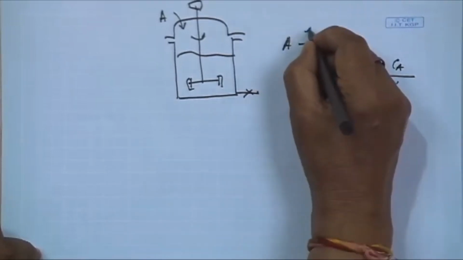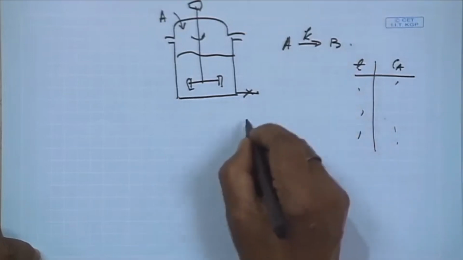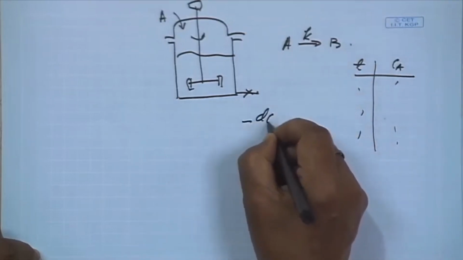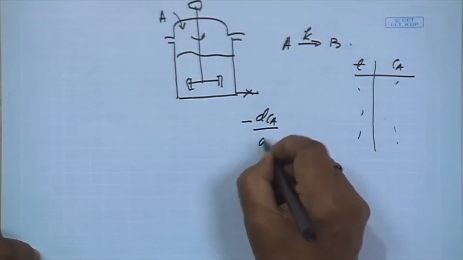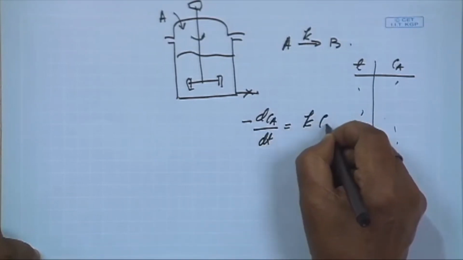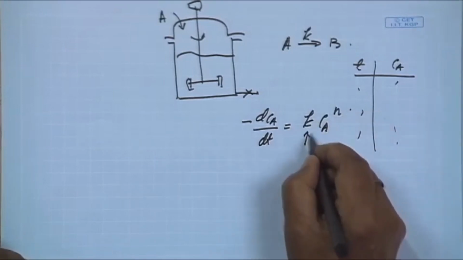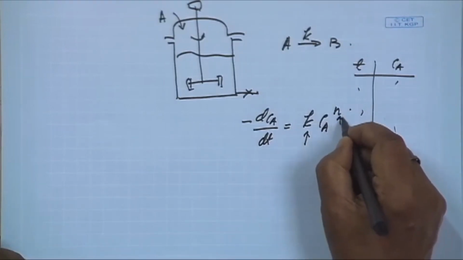What is the rate equation? Actually, we have shown you the rate expression for this will be minus dCa by dt equal to K into Ca to the power n. Am I right? Where K is the rate constant and n is the order of reaction.